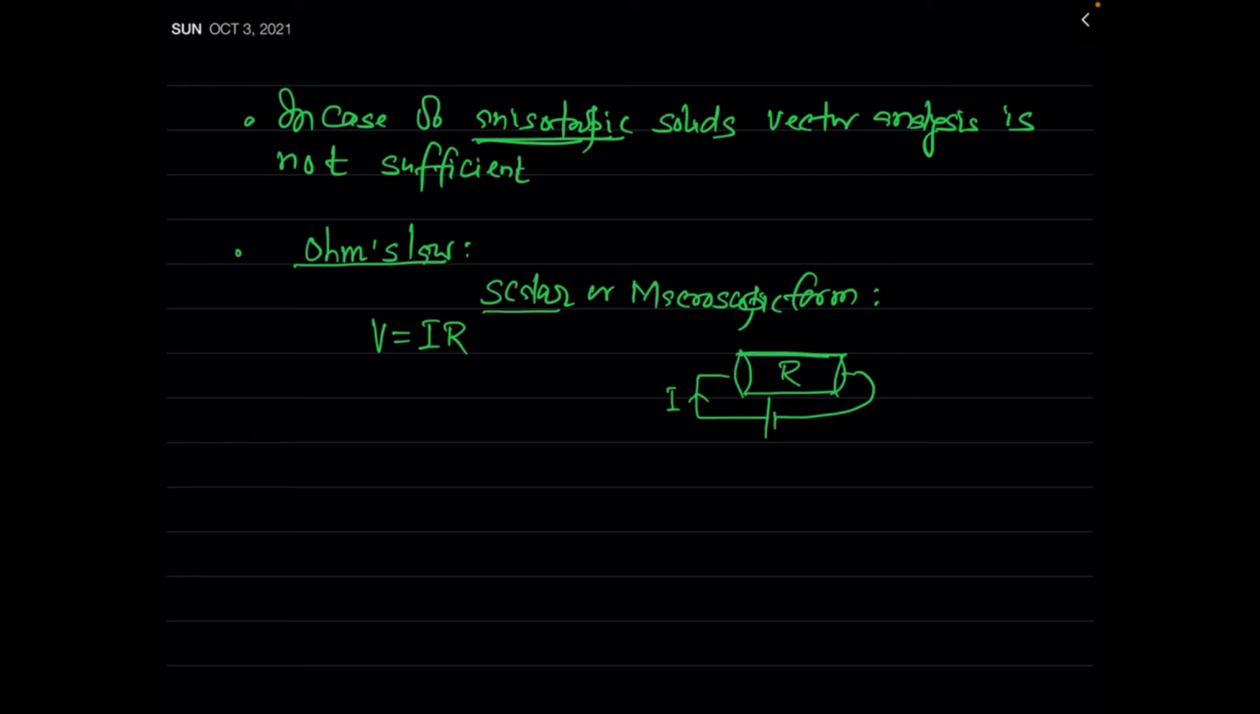You simply say that current is flowing through the conductor. You never define current at a particular point. You say potential difference across the conductor, not potential difference at a particular point. You also say the resistance of the specimen. If the shape and size of the specimen will change, this resistance will also change. So actually all these quantities are macroscopic quantities. So this form of Ohm's law, defined as V equal to IR, is known as the scalar form of Ohm's law or macroscopic form of Ohm's law.